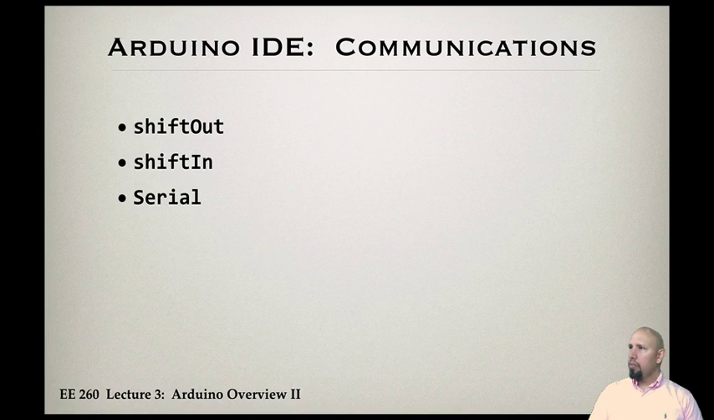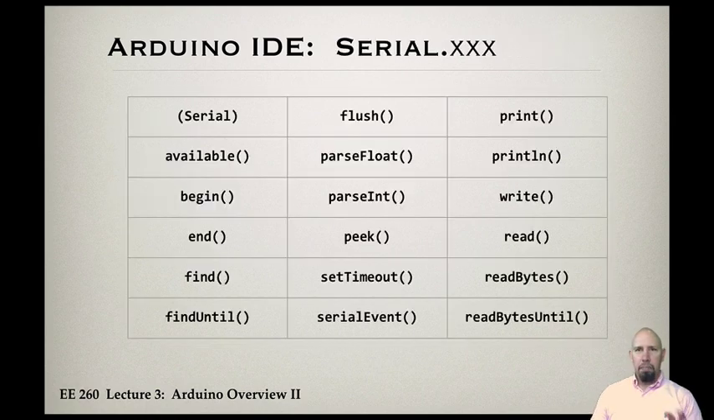There are also some communication functions. So there's the shift in and the shift out. And these can be used with any of the Arduino pins. Then there's also what's called the serial command, and these work with specific pins. So they're fixed pins. And so we have a number of serial commands. So the command basically is serial dot one of these things.